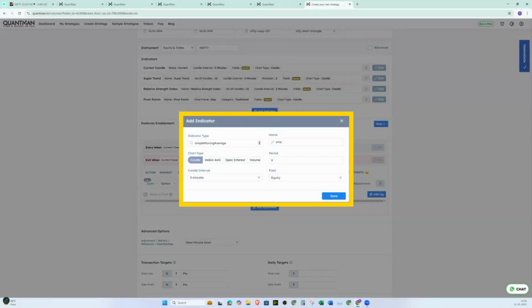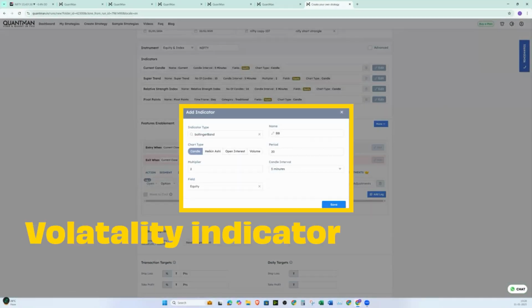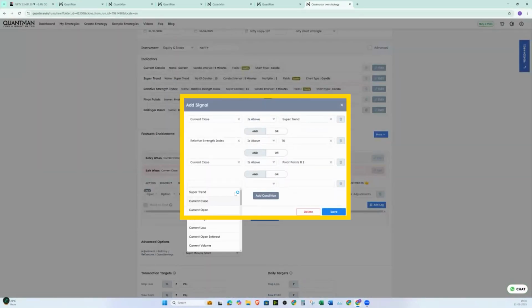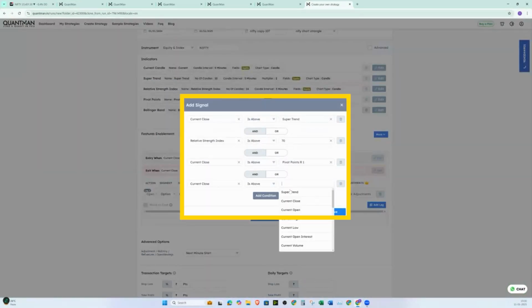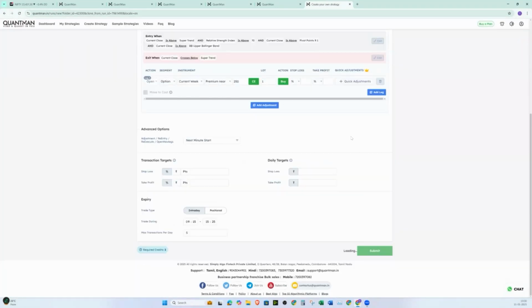Another indicator, Bollinger Band. Actually, Bollinger Band is a volatility indicator, so we need to use the current candle. One more indicator: the current candle close is above the Bollinger Band upper band. In total I am using 4 indicators and doing a backtest.